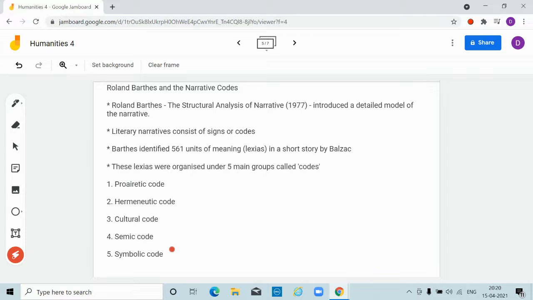Then the color black. The color black is often taken as the symbol of mourning. When you mourn something, you wear black. These are all semic codes, very stereotypical, cliche.